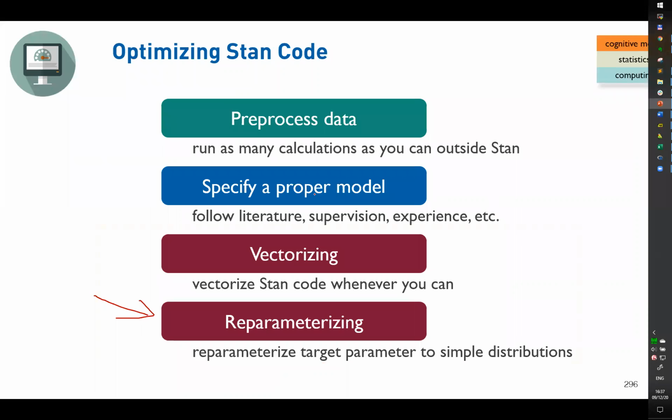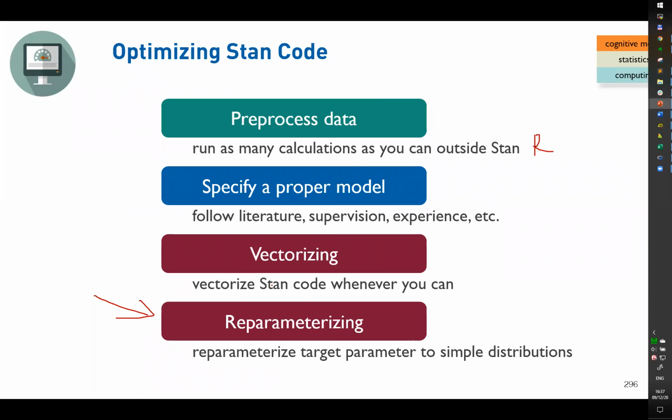Let's go here. The first three. So pre-process the data, run as many calculations or pre-processing as you could outside Stan, in this case in R or others. Second, specify a proper model. This is a little bit tricky, but look at literature, ask a person who has the expertise, and starting from simple, build the complexity gradually, piece by piece. And the third one is run vectorizing. So vectorize your Stan code whenever you can.